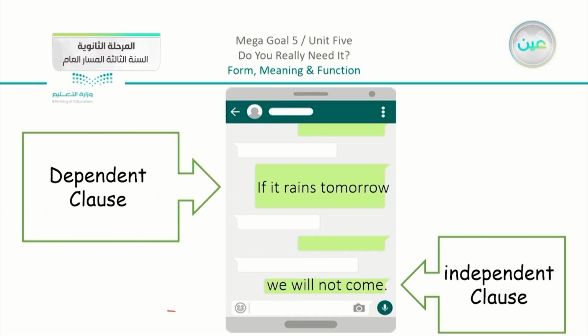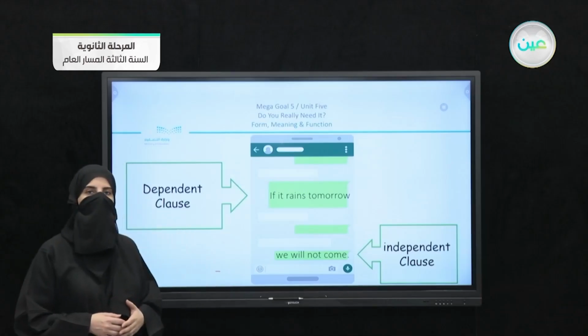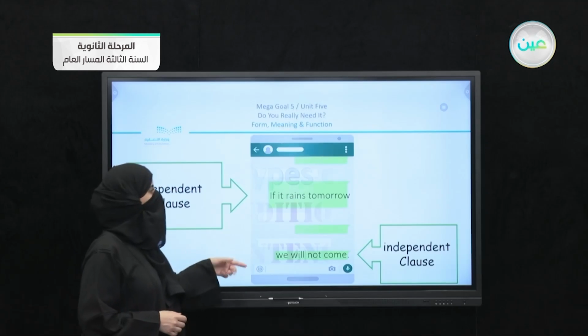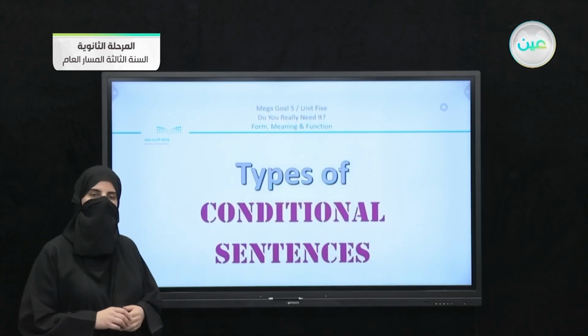And together, if it rains tomorrow, we will not come. We have a complete sentence, complete meaning, and we have here the if clause. It supports the main clause in the sentence. So we do know that the if clause is going to be the dependent clause here.